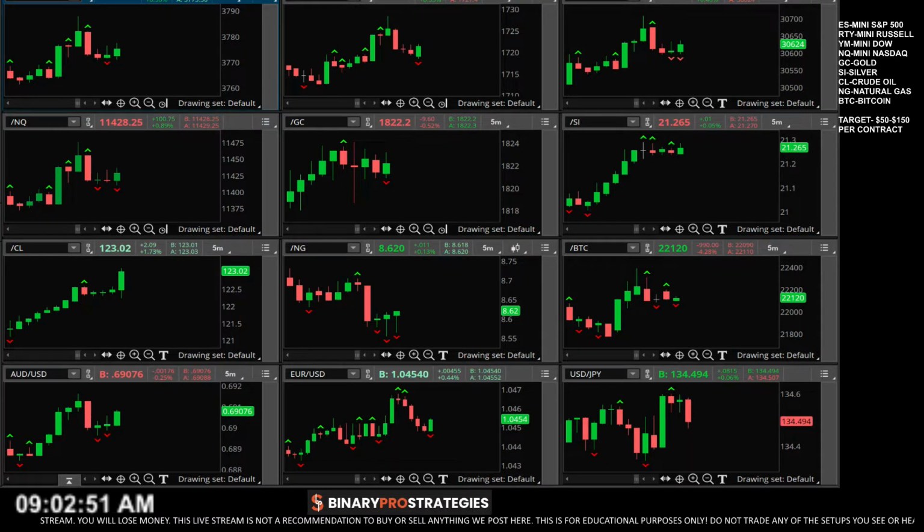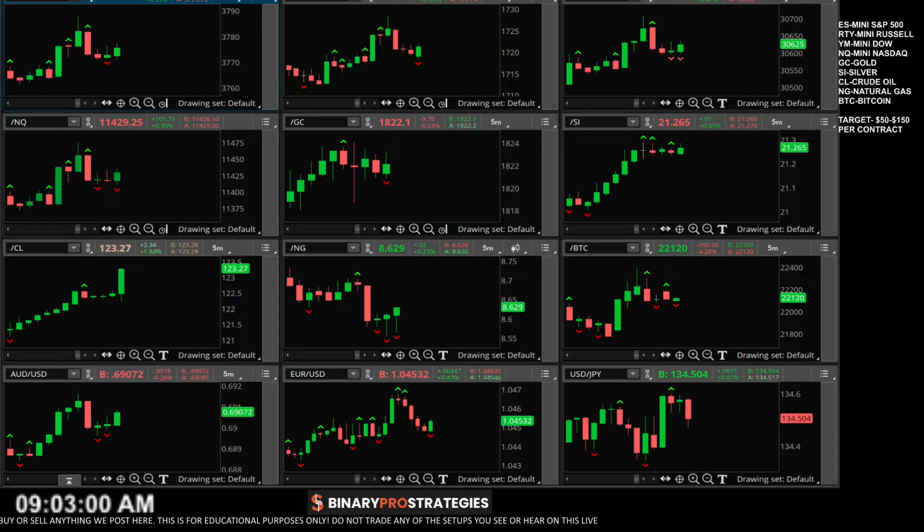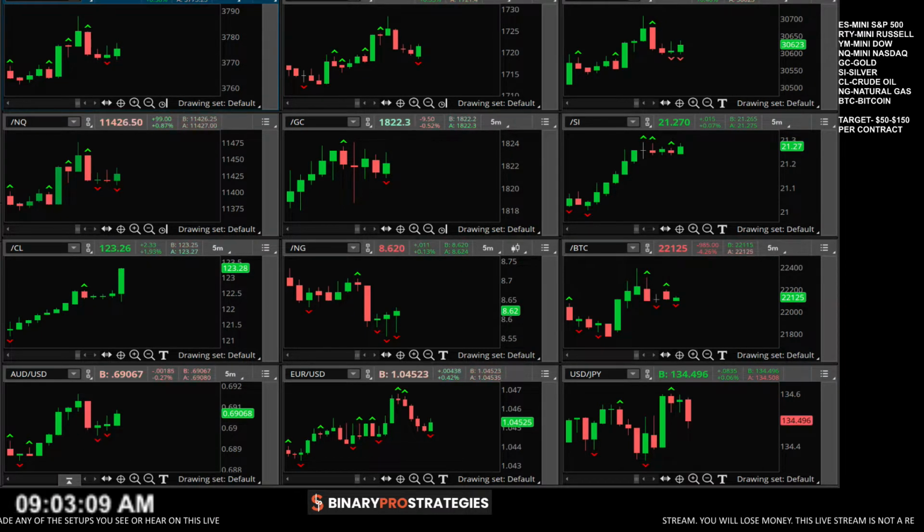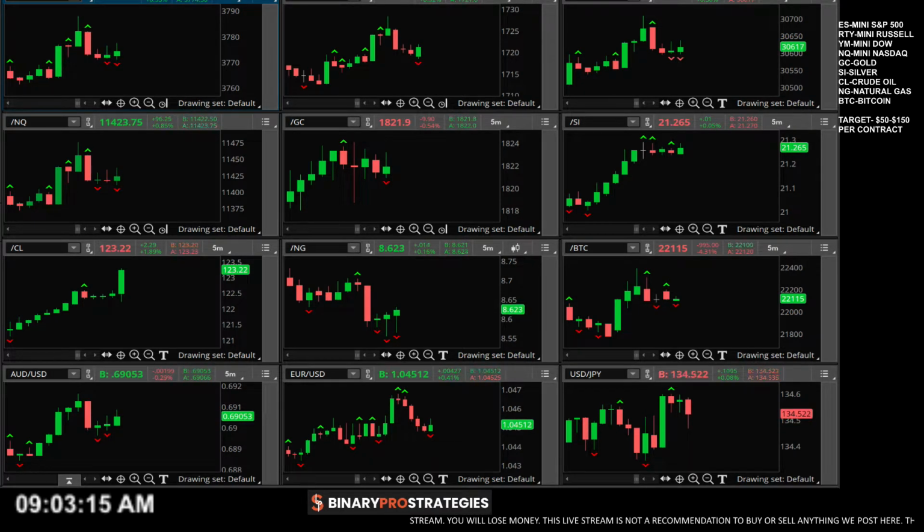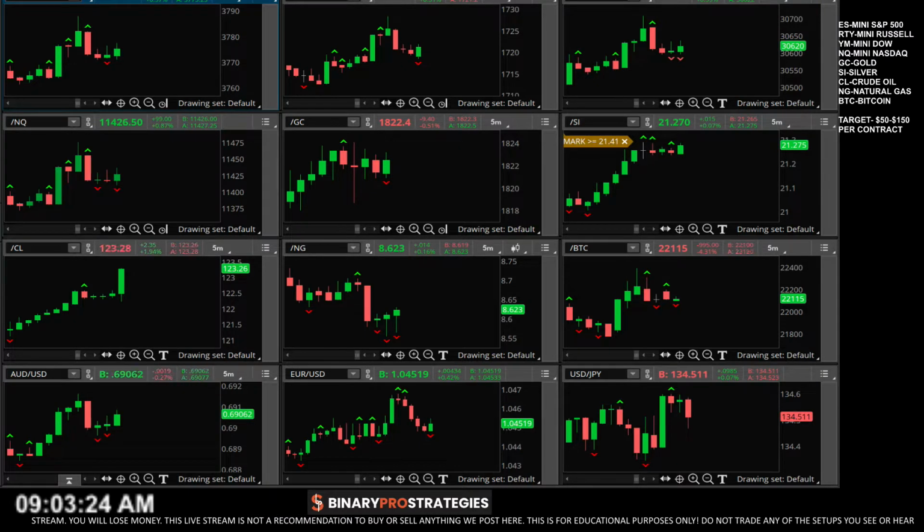The only thing I'm seeing right now is a buy on the silver. The target on that silver is going to bring us up to 2141. That is going to be our profit target. And if we don't hit the profit target and we start going down, looks like we're going to be reversing at 2096.